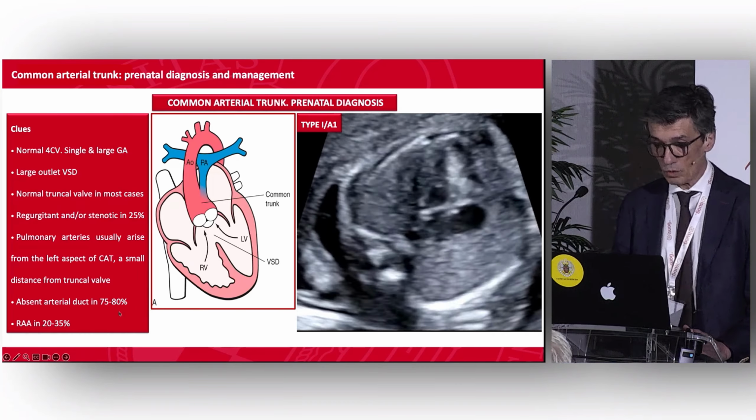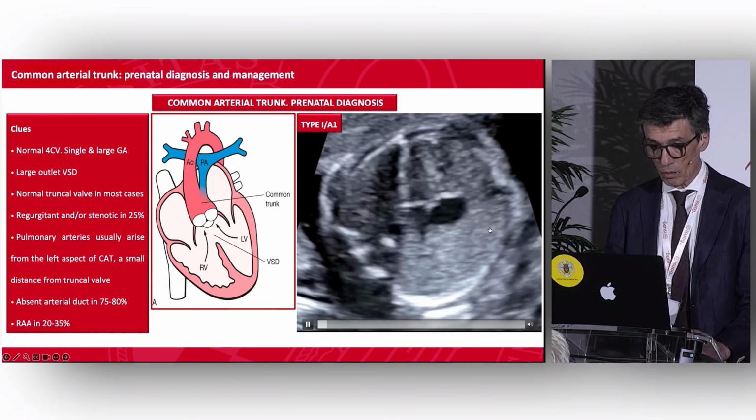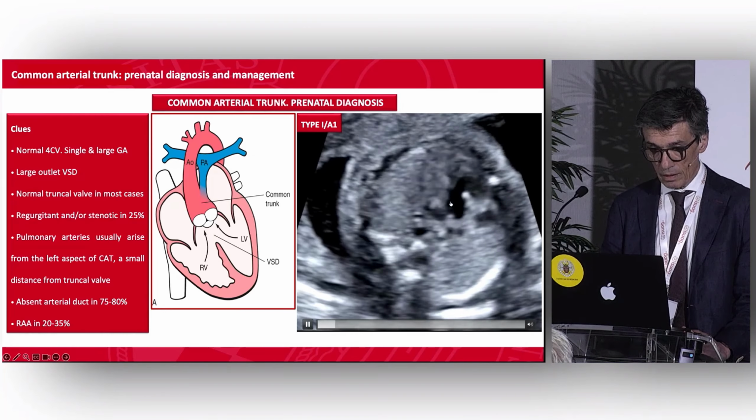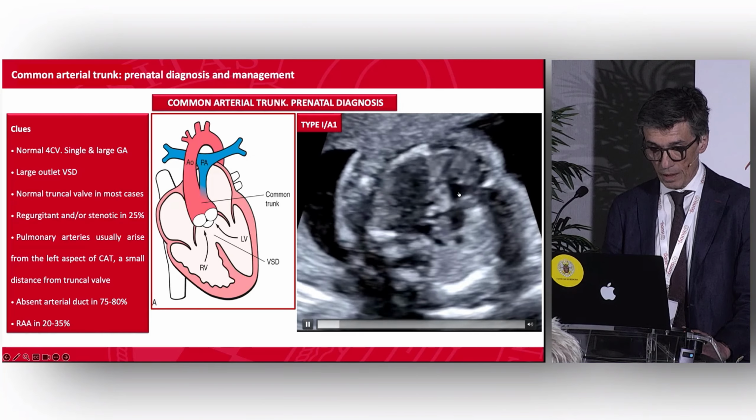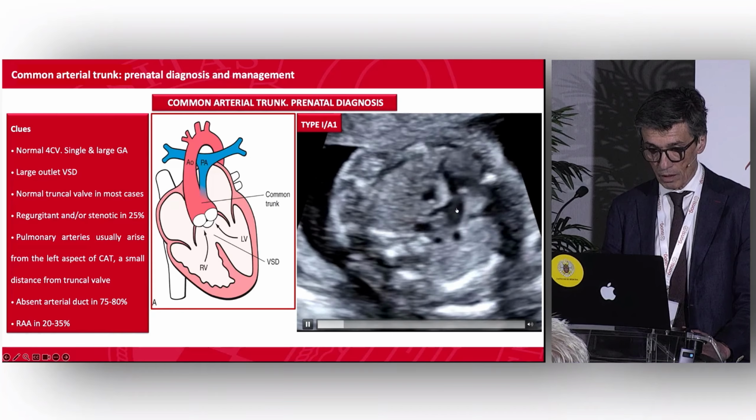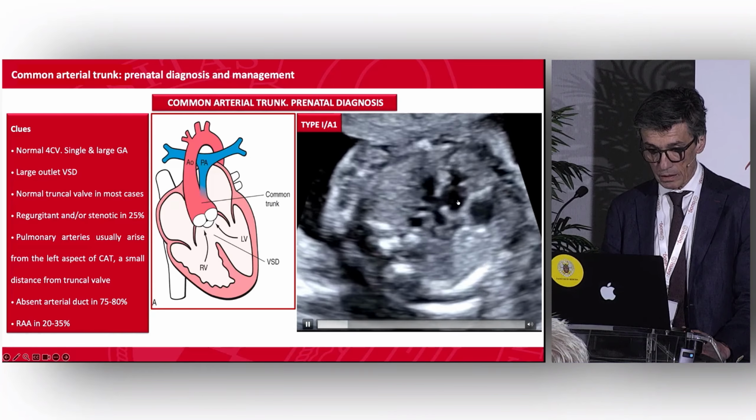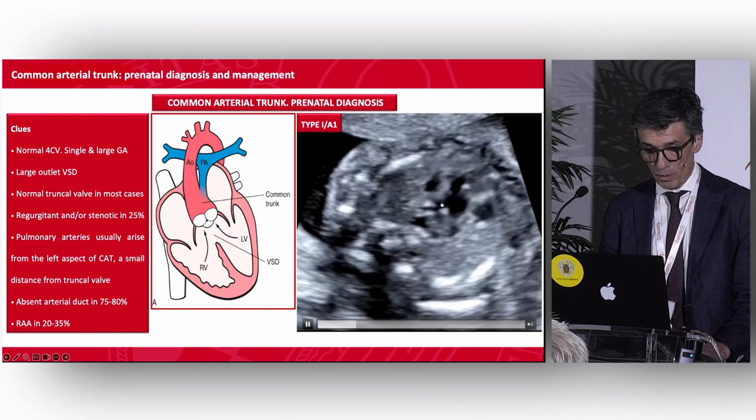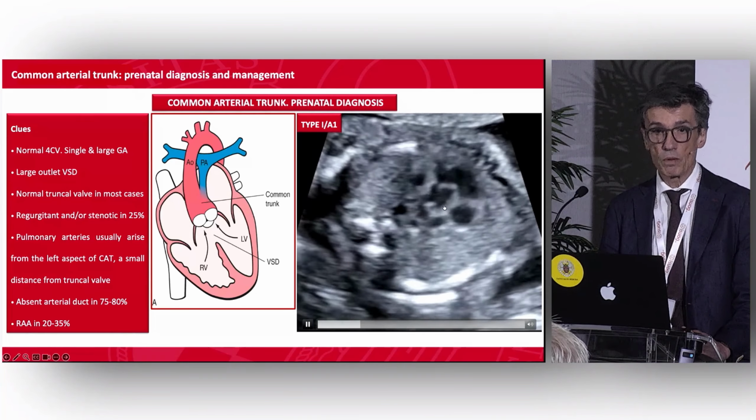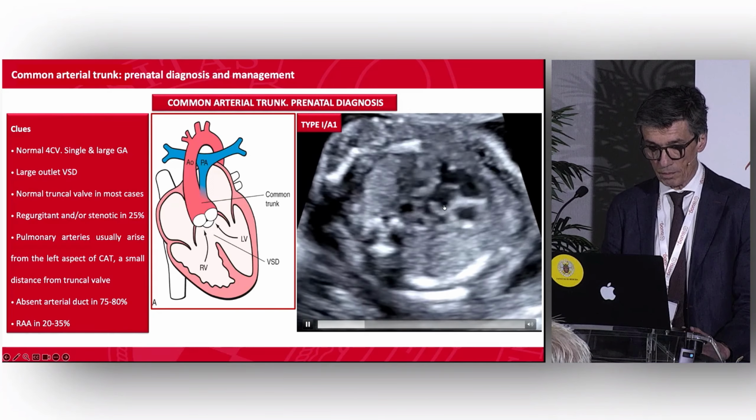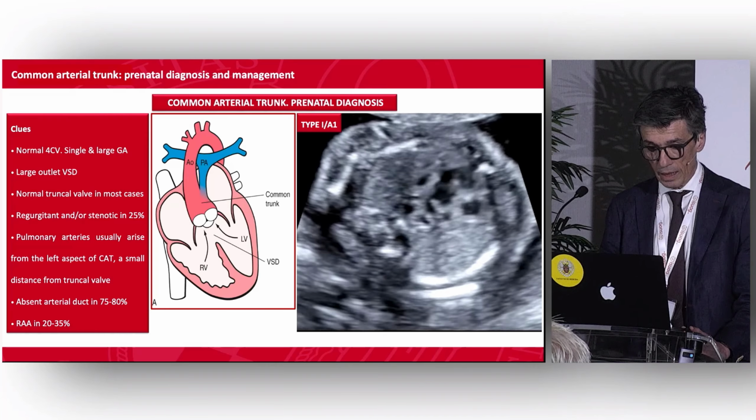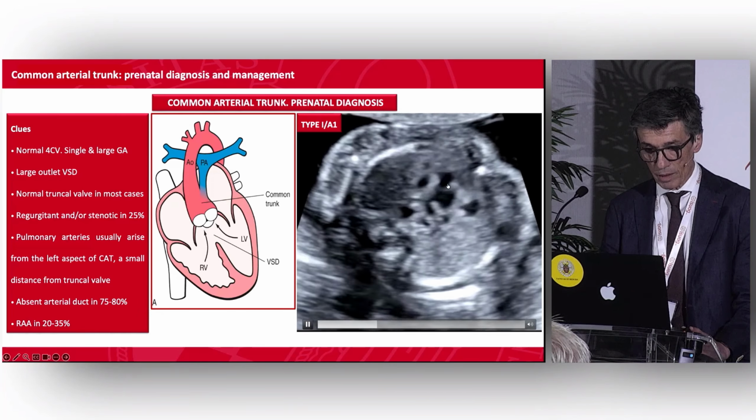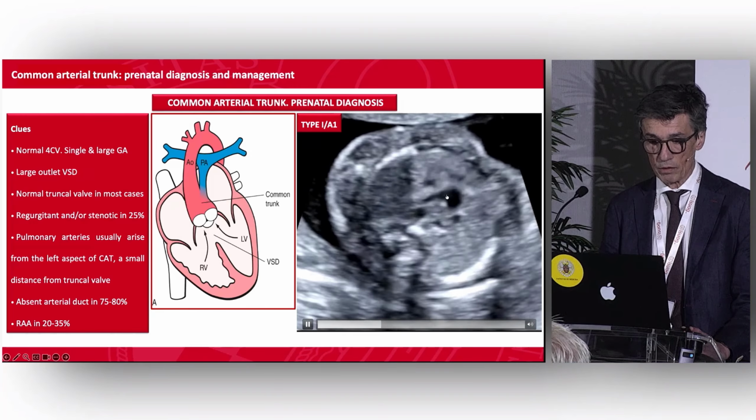This belongs to type 1, the more common type. You see a normal four-chamber view, and here a large VSD and only one vessel arising from the heart. This is the truncal valve. This is the common arterial trunk. This is the aorta, and here we have a pulmonary trunk. This is the pulmonary ostium connected to the common arterial trunk, and here are the two branches, the left branch and the right branch, emerging from this pulmonary trunk.